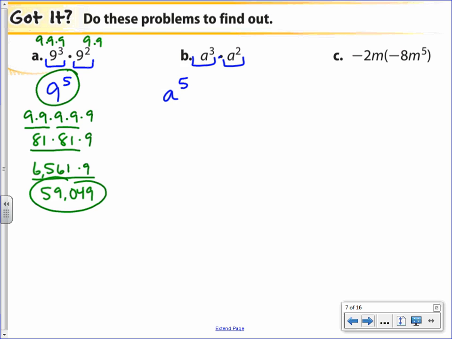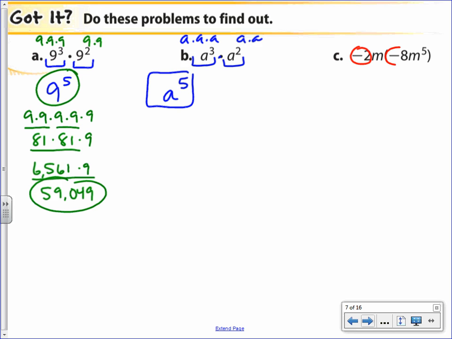How do I double check myself if I forget my rule? 3 a's and then 2 a's. Well, that adds up to 5 a's. Okay, next one, I think I lost my highlighter on that first one, but let me see. Yep, I sure did.